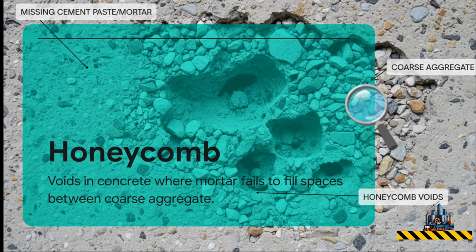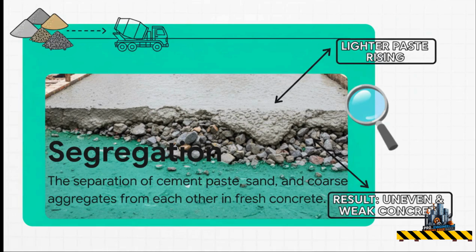So what's happening here? It's basically when the cement paste, the glue of the concrete, doesn't get all the way into the gaps between the bigger stones, the aggregate. And what you're left with are these empty pockets or voids. Next up, we have segregation.